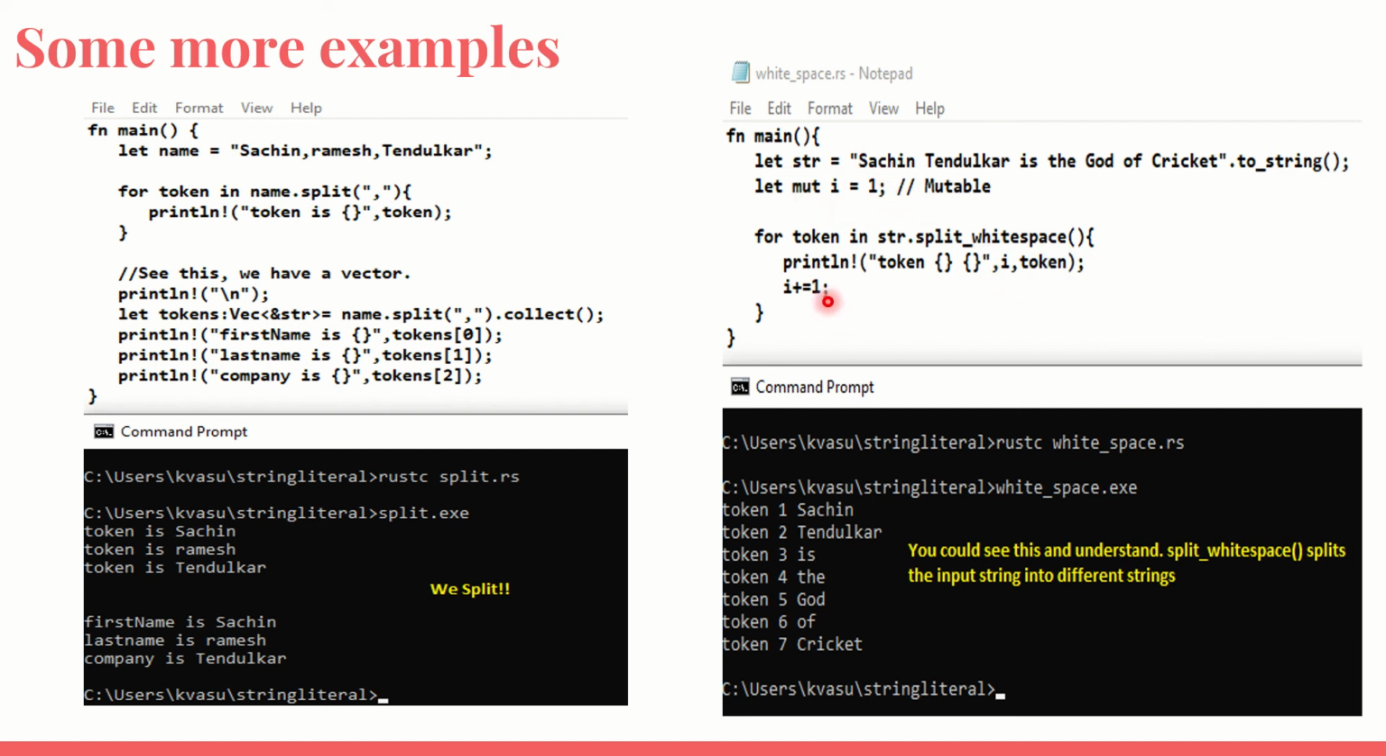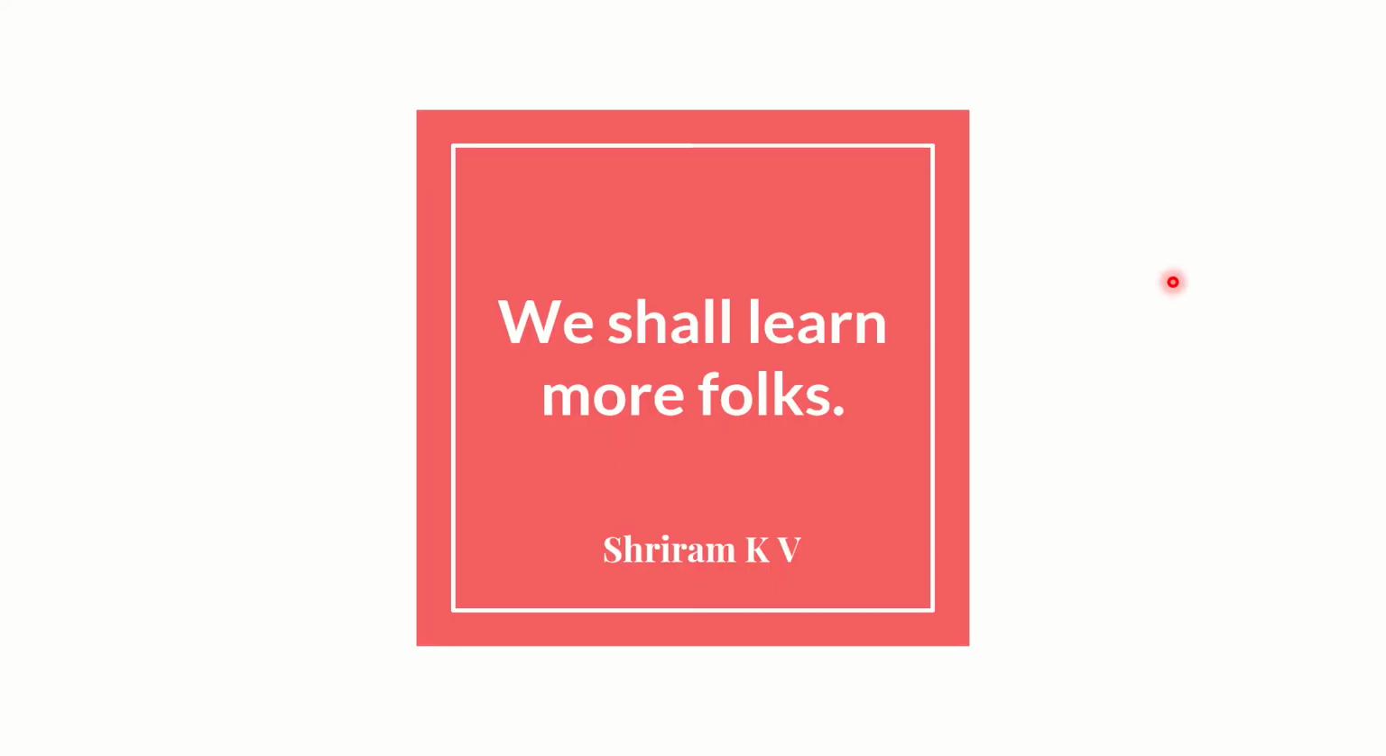So what will I do? I'll keep incrementing it. Every time I see a white space, the split will happen. So Sachin is token 1, Tendulkar is token 2, is token 3, the god of cricket. So this split underscore white space will help me in identifying the white spaces and splitting it. I got a for loop here so that I can move it without any issue. We will learn more in this and I hope this is interesting.